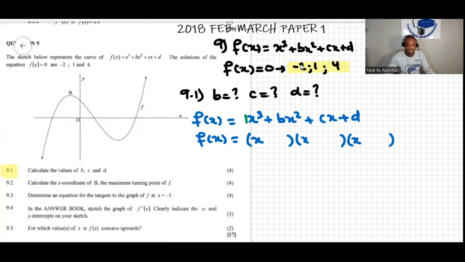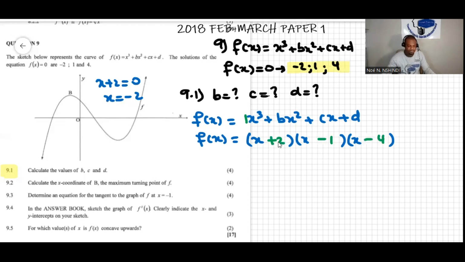We can place -2 over here, but we need to be careful. When we place -2 over here, it's going to be +2 here, just because if you have x plus 2 equals 0, this means x is equal to -2. The -2 here is the value of x, the x-intercept. So now we write x plus 2, there we write x minus 1, and there x minus 4. So this is another way, the intercept way, of writing the same function f of x. Now, if I expand this, I will have the coefficients b, c, and d.